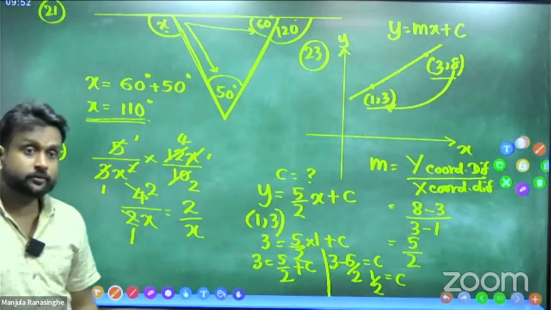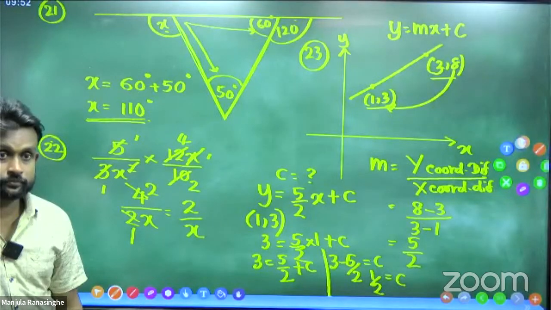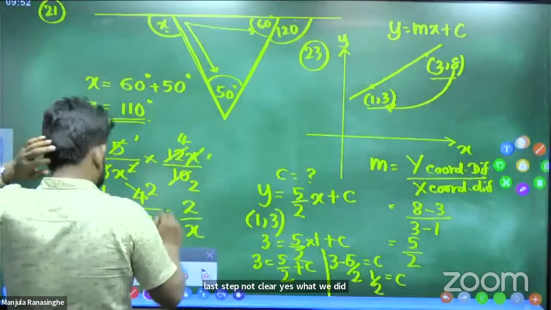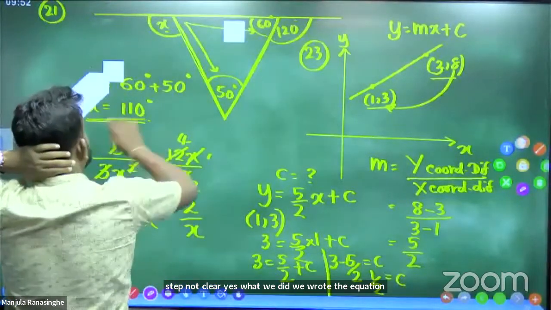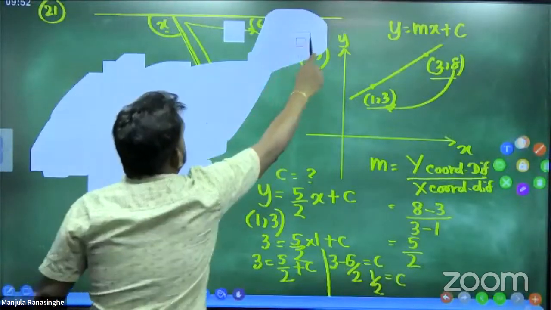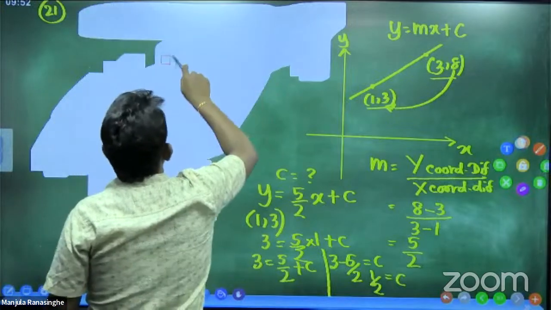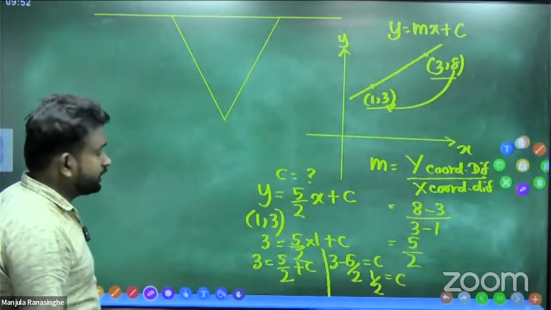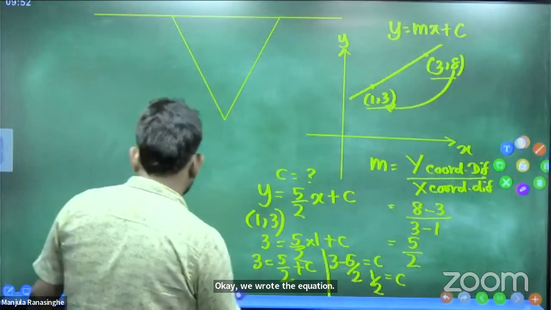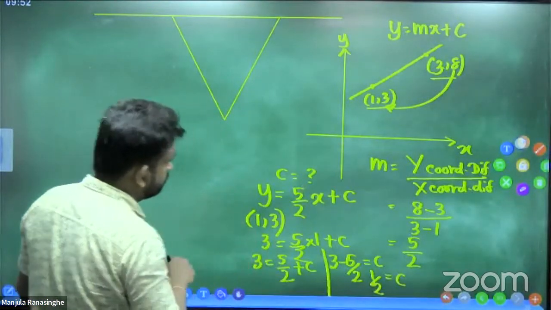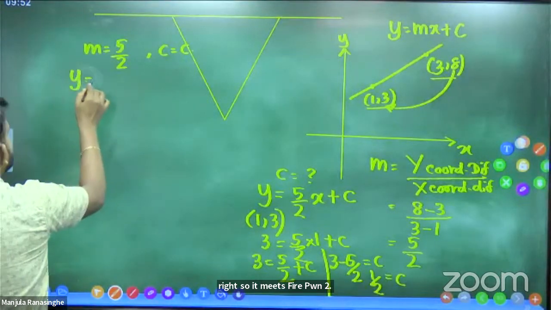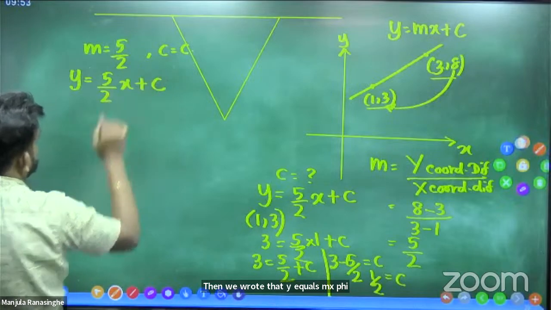Right, now check here. Last step not clear? What we did, we wrote the equation. See, the gradient is fine, no? The gradient is 5 upon 2, so m is 5 upon 2. C is not known, so we keep c as c. Then we wrote y equals mx plus c, that is y equals 5 upon 2 x plus c, in terms of c.